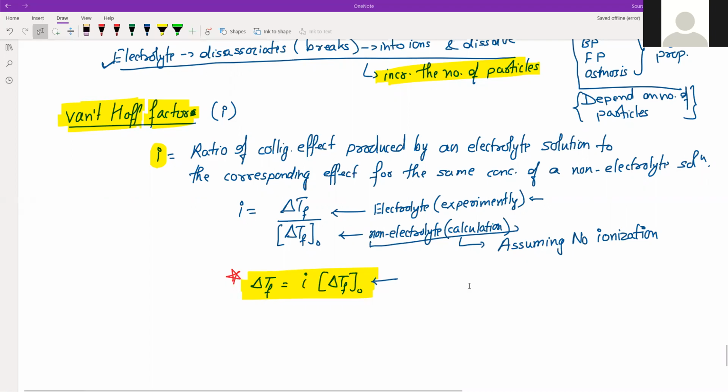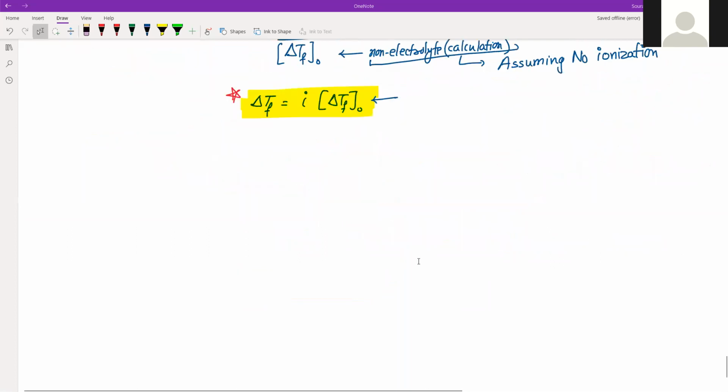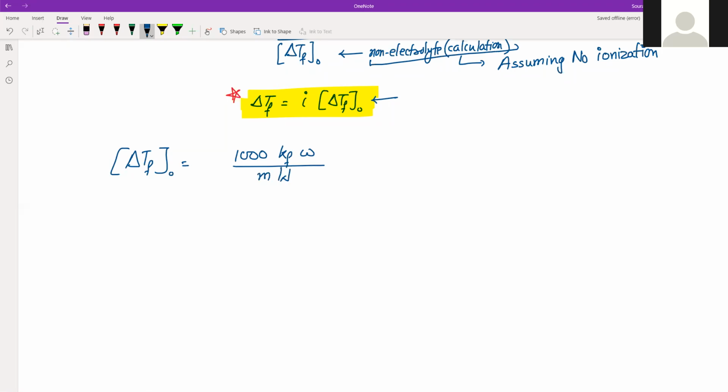Okay, so that is the Van 't Hoff factor, and I think you will be able to apply this in all other formulas as well. If you want me to write that, I can write that as well. Say for example, delta TF using our calculation will be what? That will be 1000 into Kf into the weight of solute, divided by the molar mass of the solute into the weight of solvent.